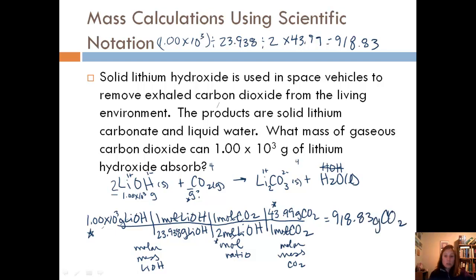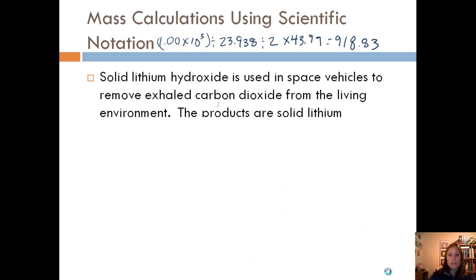Our last step was to do, not scientific notation, significant figures. So if we look at what we're given in the problem, I've got 3, 1, 2, 3, so 919 grams of CO2 will be absorbed for every 1 times 10 to the third grams of lithium hydroxide. Okay, so putting all those steps together, I think this is the better way to do it. You have less transferring of numbers. You can see how all your units cancel out.